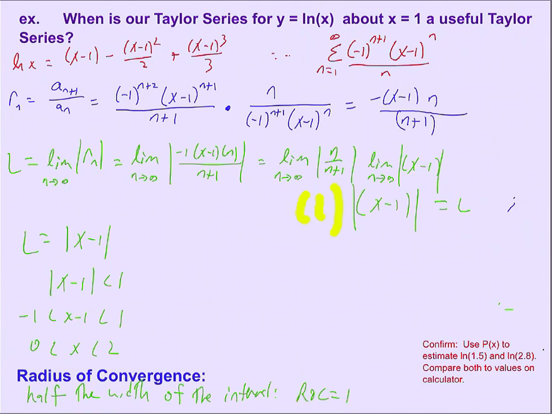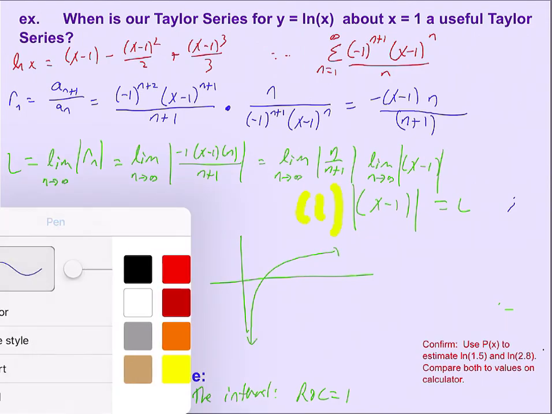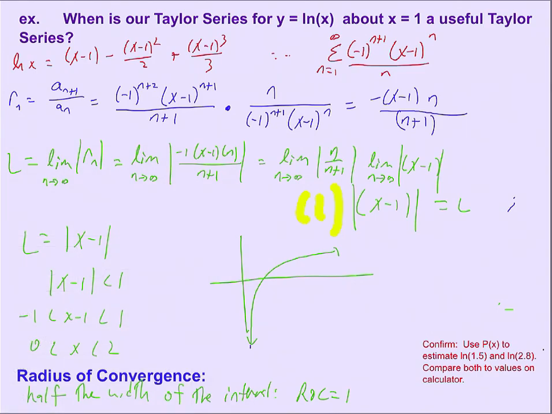And if we imagine what the graph of the ln of x looks like, that's the ln of x. And if we were to graph our power series, it would follow the curve very, very well until it gets close to 2. And that's when our power series would turn off course.